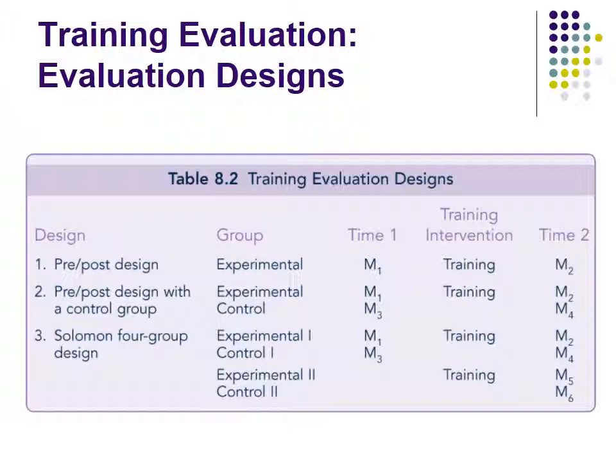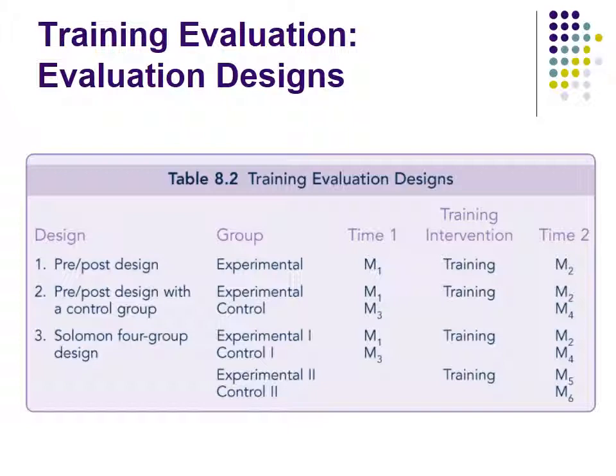The Solomon 4 group design, we have two experimental groups that are going to get the training and two control groups. Experimental group 1 and control group 1 get pre-testing. Only the experimental group gets training, and then at time 2 they both get the post-test. At the bottom we have experimental group 2 and control group 2. They don't get a pre-test. Only the experimental group gets training, and again they're given the post-test at the end at time 2.